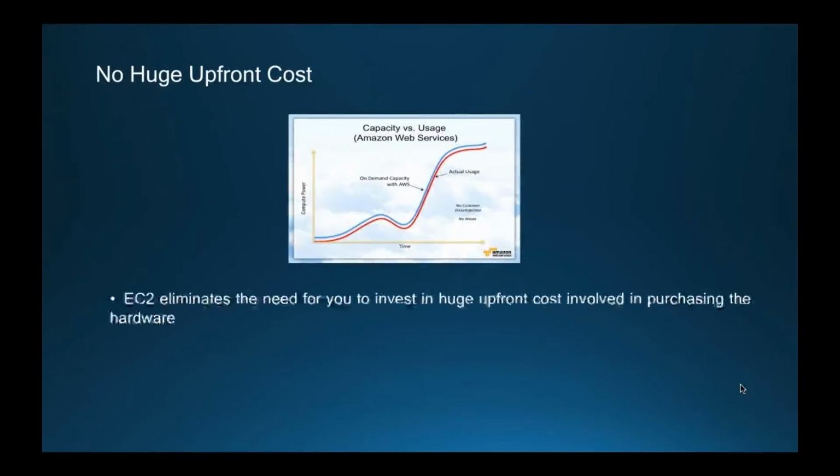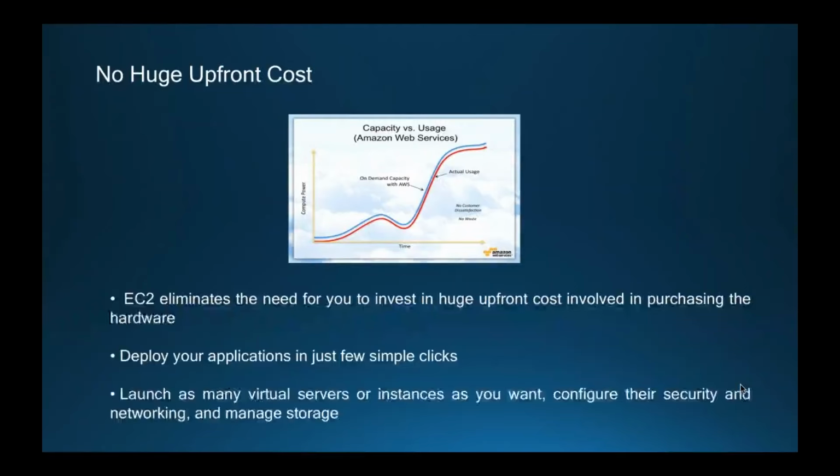No huge upfront cost. EC2 eliminates the need for you to invest in huge upfront costs involved in purchasing the hardware. There's no need to buy the routers, switches, servers, cables, or get the rack space. You can deploy your applications in just a few simple clicks. And you can launch as many virtual servers or instances as you want, configure their security and networking, and manage storage. Okay, so this is the fundamental of EC2 or the Elastic Compute Cloud.